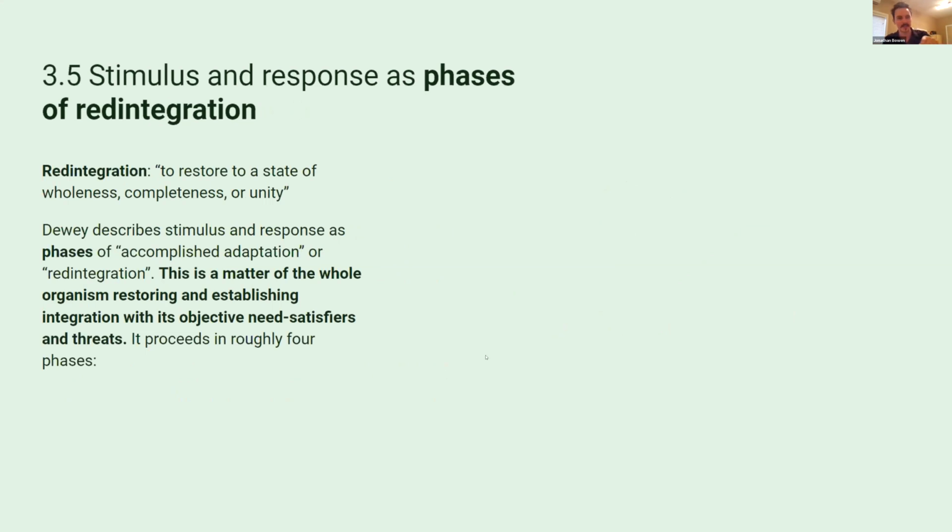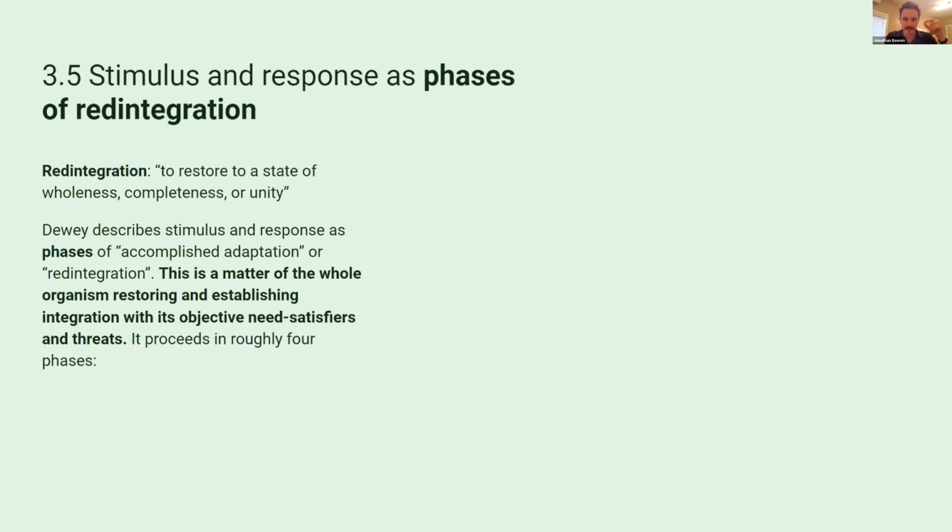Here's a little dictionary definition: to restore to a state of wholeness, completeness, or unity. This notion is used by Dewey when he's describing what stimulus and response really amount to. Stimulus and response on this picture are phases of this process of forming an integration with something that an organism has not yet formed an integration with.